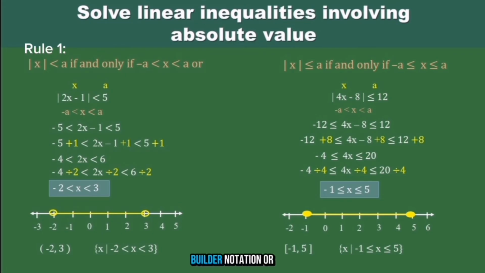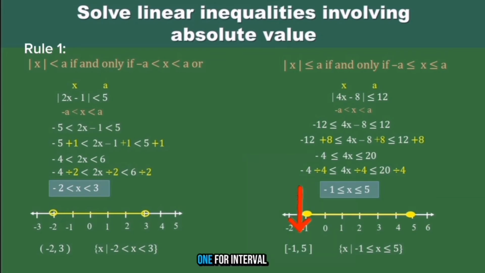The set builder notation or the set notation. The second is the interval notation, and the graphical method or graphical form. Okay, for set builder notation, the set of all x such that x is greater than or equal to negative 1 and less than or equal to 5. Yun yung set builder notation natin.